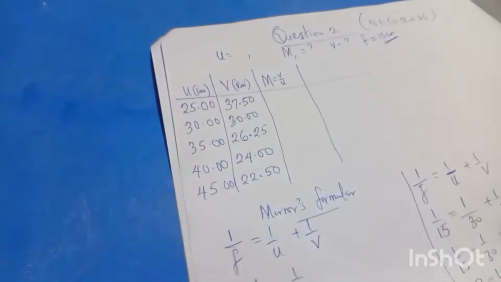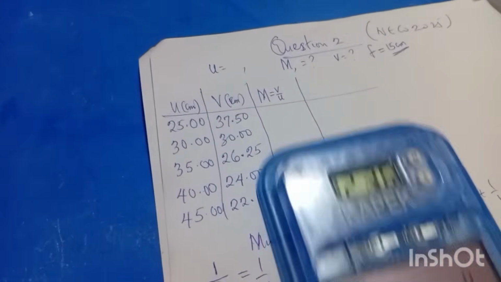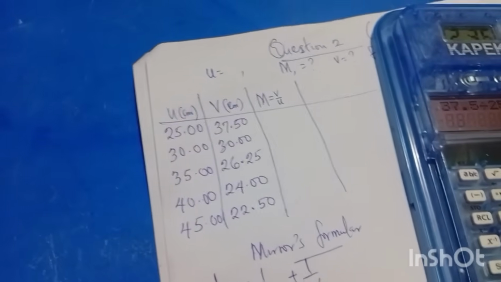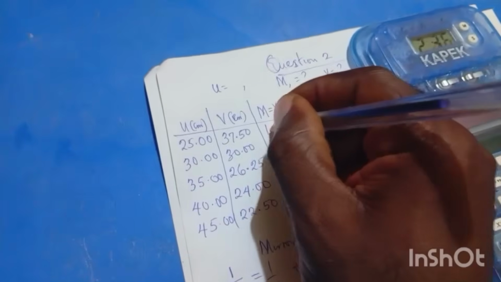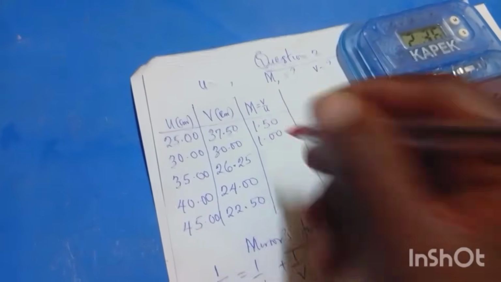So to get my m, it will be the division v divided by u, that is 37.5 divided by 25. What did I get there? The answer is 1.5. So this space is 1.50. This will be 1.00, 30 divided by 30.